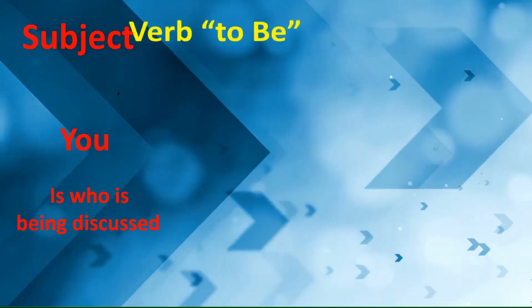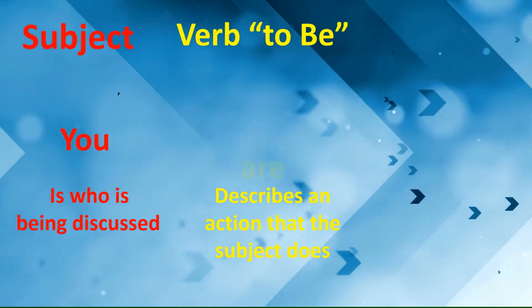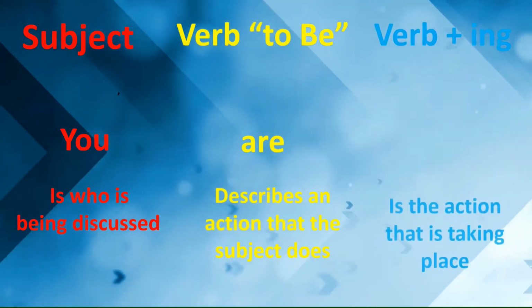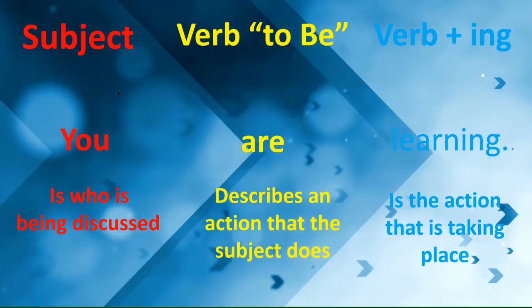The subject is who is being discussed. The verb to be describes an action that the subject does. Verb plus ing is the action that is taking place.